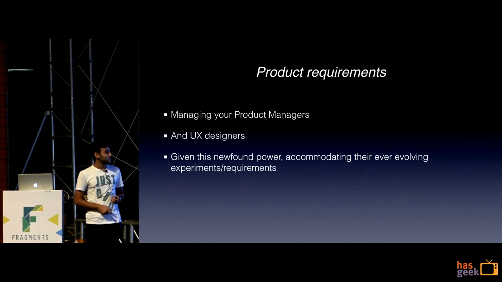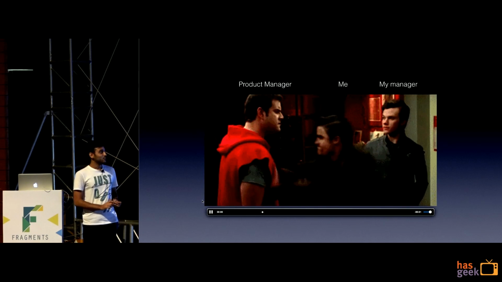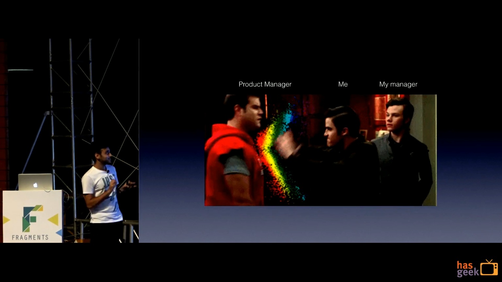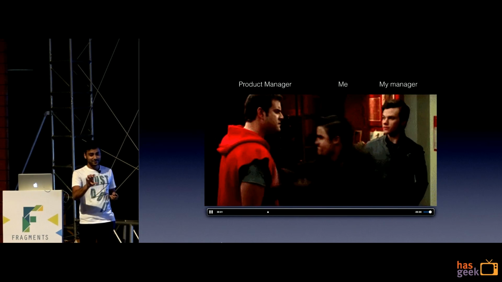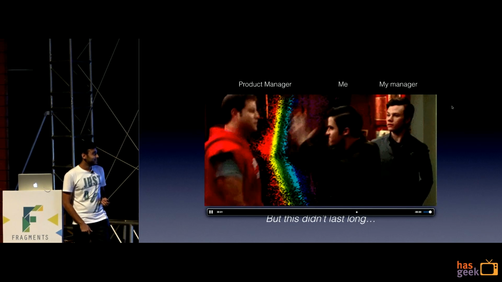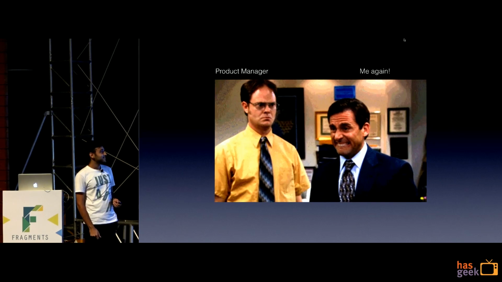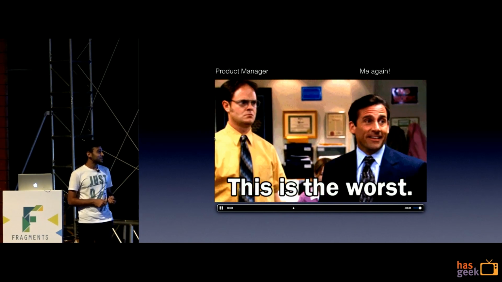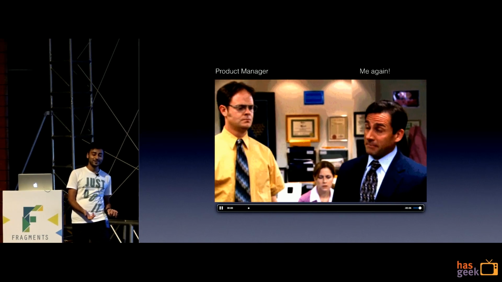So what we initially did was push back a little. Our manager was calm, but we were frustrated, so we just tried to push them back. But those are product managers. Their resume has this big thing written that they get things done. So this didn't last long. Eventually, our product manager wins and we are left defeated. They went to our managers and all that, so we had to eventually accommodate all of their experiments.